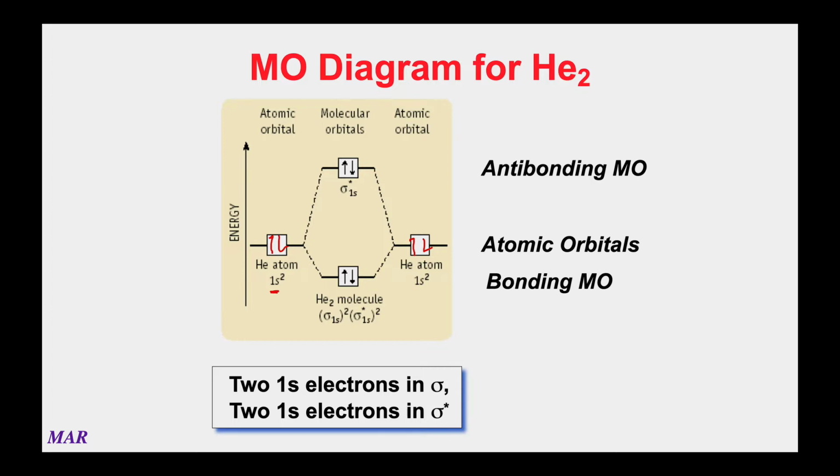And of those 4 electrons, the first 2 go in the lower bonding orbital, but there are also now some electrons for the antibonding sigma star 1s. So they'll end up being 2 1s electrons in the sigma bonding and 2 1s electrons in the sigma star antibonding. And the question at this point is, do you think that this is going to form or not? You can probably guess what it is, but let's formalize it.